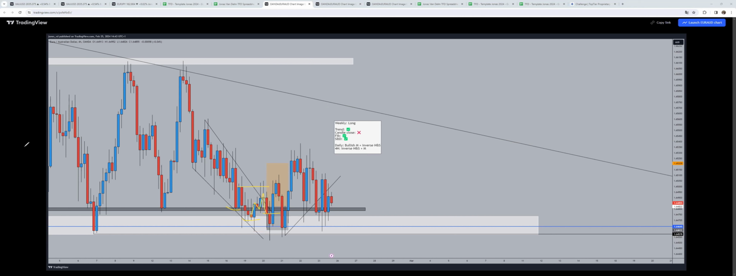So, and we can also see we were in this descending channel that was holding the price down, and there were still clear impulses, correction, impulse, correction, impulse.